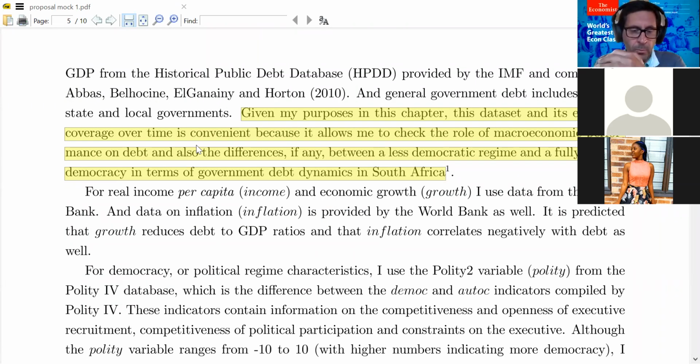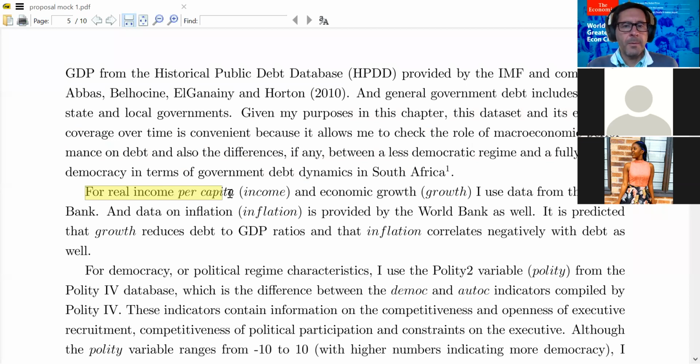Okay. So that is my main variable, isn't it? That's the variable I'm trying to understand, to explain. And then comes my first X variable for macro performance. For real income per capita, which I call income, and economic growth, which I call growth, I use data from the World Bank. And data on inflation is provided by the World Bank as well. Folks, we don't really need to define what is income per capita and economic growth, right? That's why I'm not defining those things here. And we don't need to define inflation either. We kind of know that.